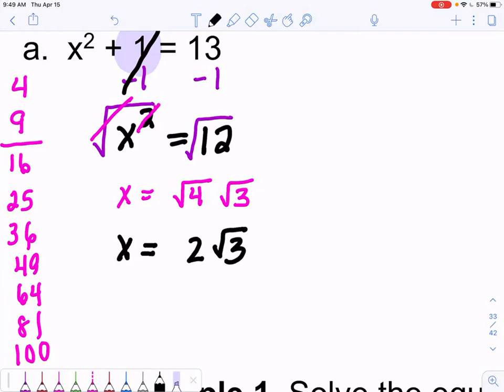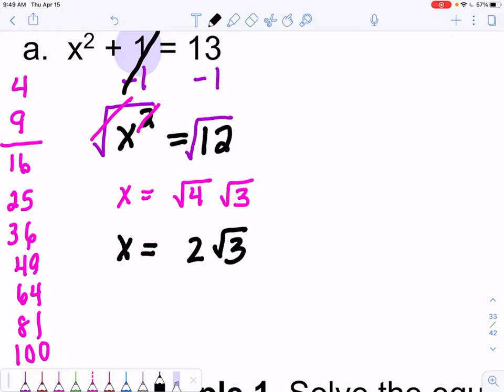So we isolated x squared. We then took the square root of both sides. But taking the square root means that square root needs to be simplified. To simplify it, 4 times 3 is 12. The square root of 4 becomes 2. So notice your answer looks like the problems that we were working on Monday, Tuesday, and Wednesday.